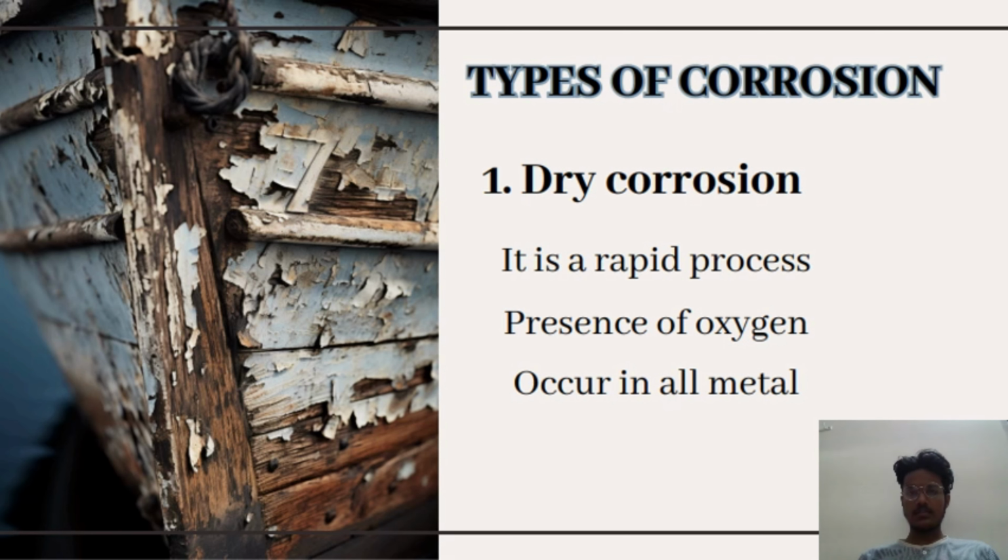Next point, that is types of corrosion. In types of corrosion we have two types. One is dry corrosion and another one is wet corrosion. Dry corrosion is a rapid process. It is a very fast process when compared to wet corrosion, and it takes place in the presence of oxygen, and it occurs in all metals as usual.